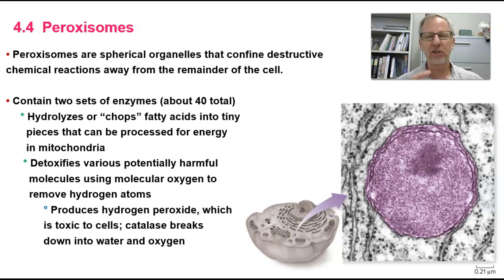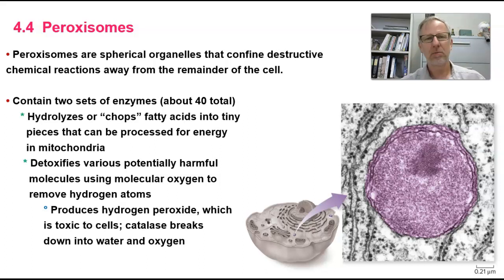So eukaryotic cells confine this chemistry to peroxisomes, producing this hydrogen peroxide as molecules are kind of detoxified, but then they have to get rid of the hydrogen peroxide. If it built up and built up, that would be dangerous. So there's an enzyme inside the peroxisomes called catalase, and catalase has a very specific job of breaking down the hydrogen peroxide into water and oxygen, which are completely harmless to the cell.